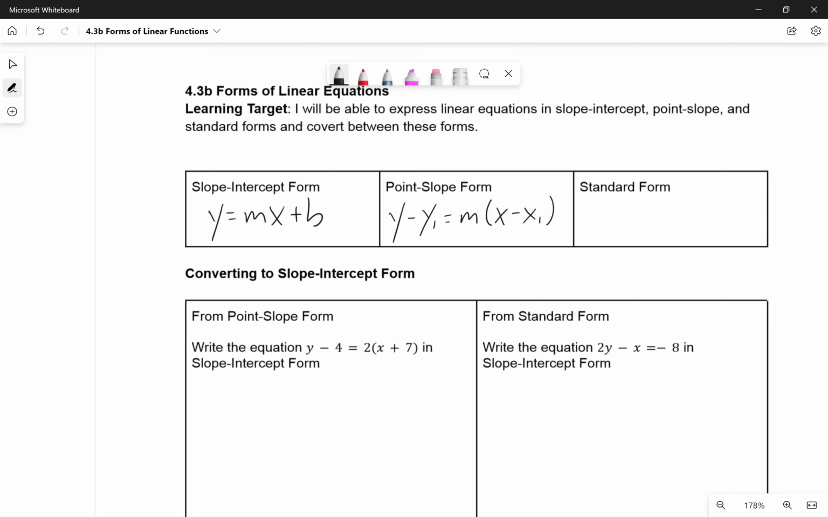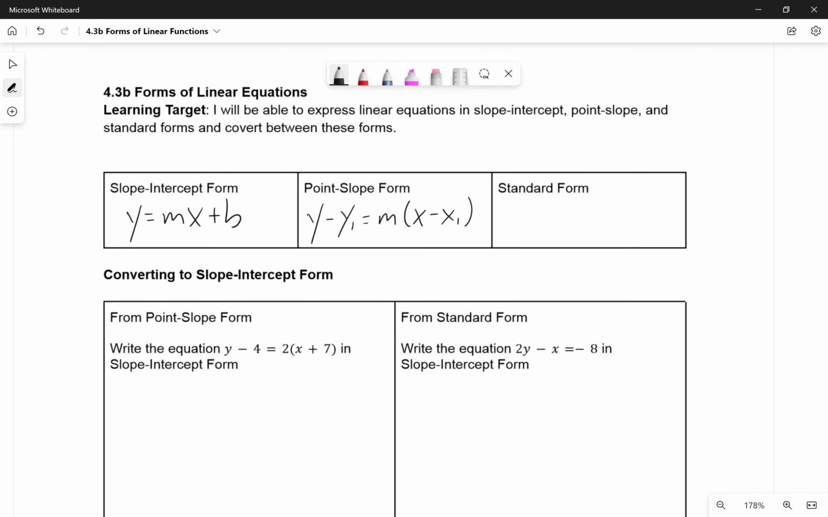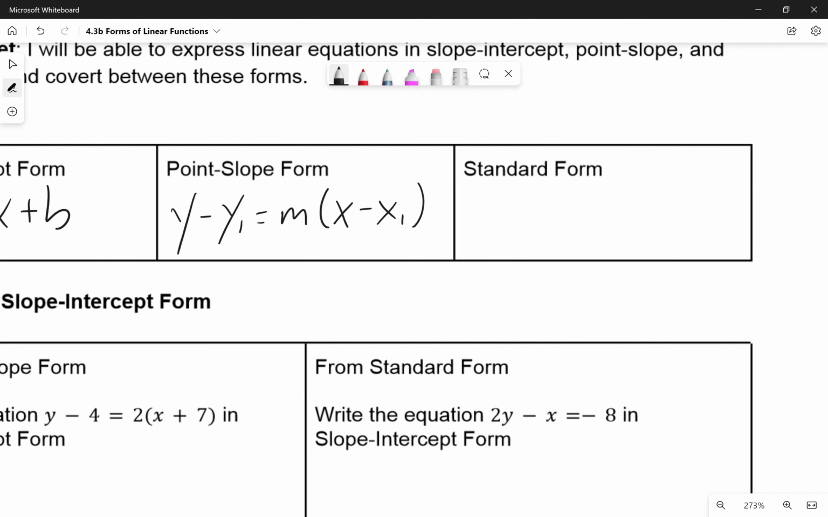Standard form has a little bit of rules, but first off, let's identify it. Standard form is represented in the way of ax plus by equals c. A and B are coefficients of the variables x and y. And coefficients just mean the number in front of the variable. But A has a very special rule with it. A can never be negative, so A has to be positive.